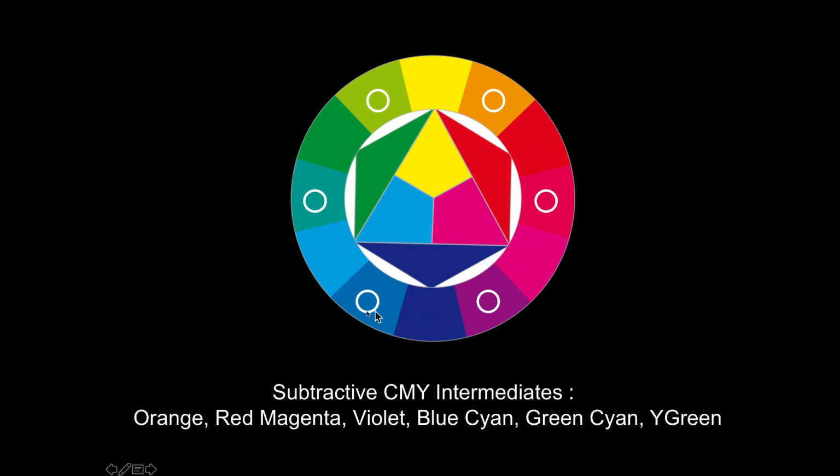Violet, and then what we'll call cyan-blue, because it's between cyan and blue, which is a secondary in this model, and then what's called cyan-green, and then yellow-green. So the only kind of odd names are the red-magenta, the cyan-blue, and the cyan-green.